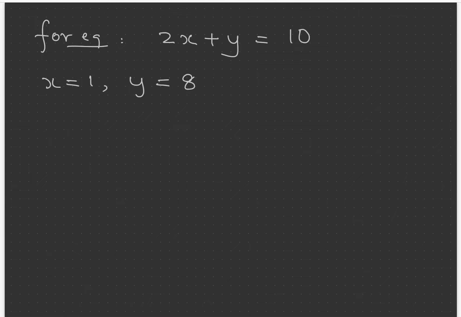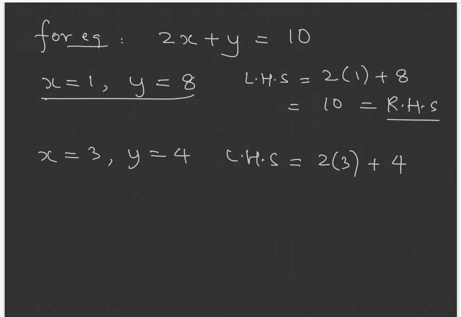But many solutions are possible for this. You can have x equal to 3 and y equal to 4. Again you can check, left hand side is 2 into 3, that becomes 6, plus y is 4, that becomes 10, so that's equal to RHS. So this is also a solution. Many such solutions are possible. So if a single equation is given, you get infinite solutions of x and y for this equation.